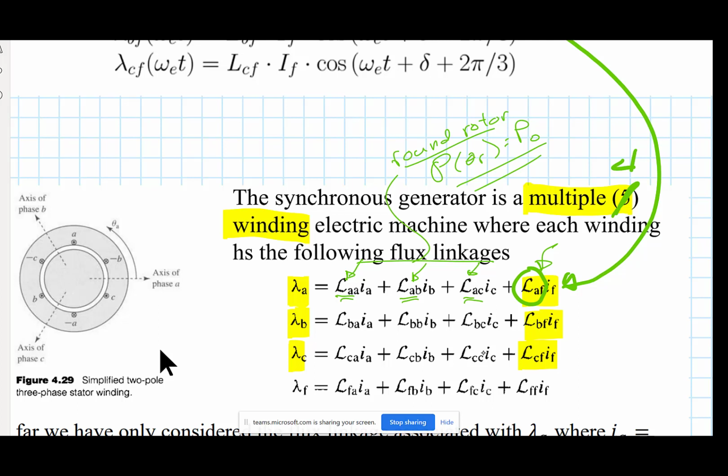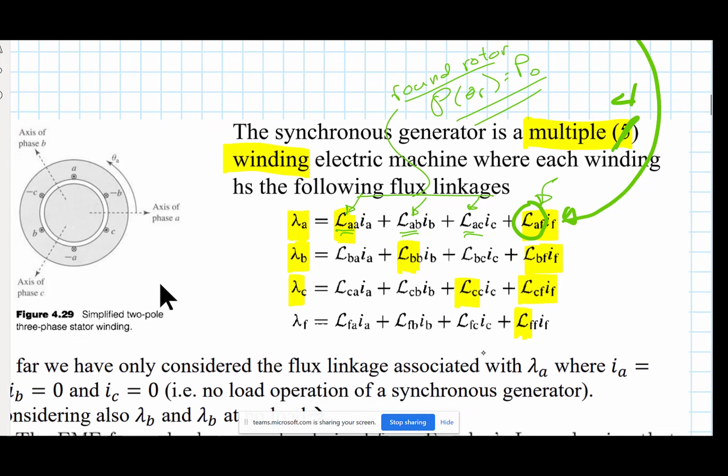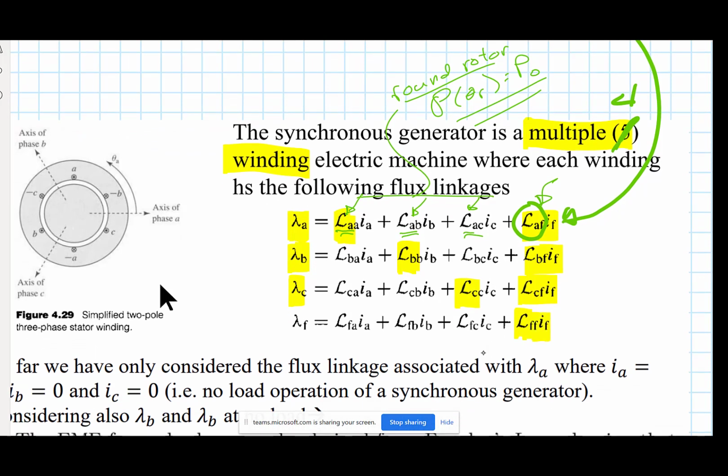So if you look at what this is, because you've got 4 different windings, you've got a self-inductance for each winding. See the self-inductance terms? And those self-inductances multiplied times their respective current give you a self-flux linkage component. And then you've got mutual inductances to the other phases on the stator.